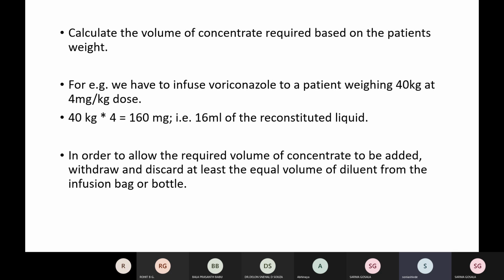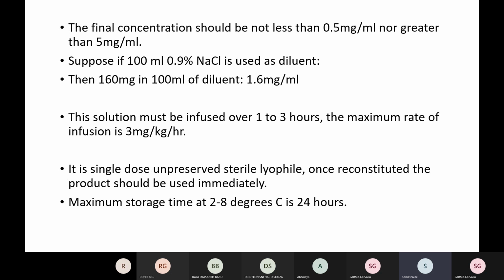So after taking this 16 ml in a syringe, I will add it to the diluent, and whatever remaining reconstituted liquid is there in that vial, I will discard it. I will not use it for further dosing because of the contamination risk and decomposition of the drug. So this 16 ml of the liquid, I have to dilute now further.